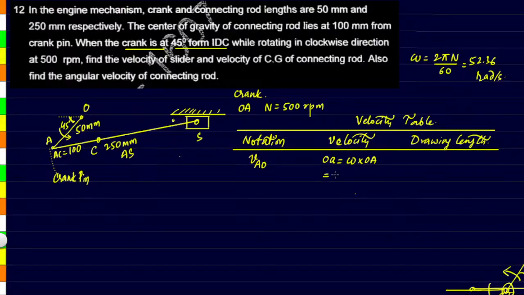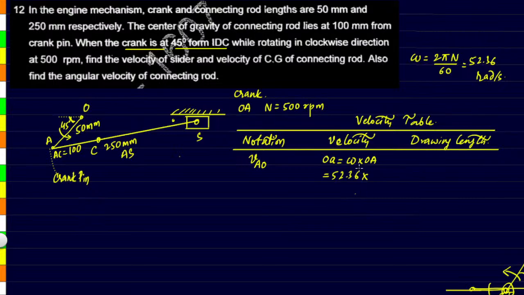So omega value 52.36 into the length OA. Now when we are taking the length OA here, we should not take the length that we have drawn. We should take the length that is given in the problem. You have to be very careful, because the velocity will depend on the actual length, not on the drawing length. Drawing length we have just drawn to get the idea about the different orientations. Orientation means the angles at which the different links are inclined, and these angles will be very helpful for us to draw the velocity diagram.